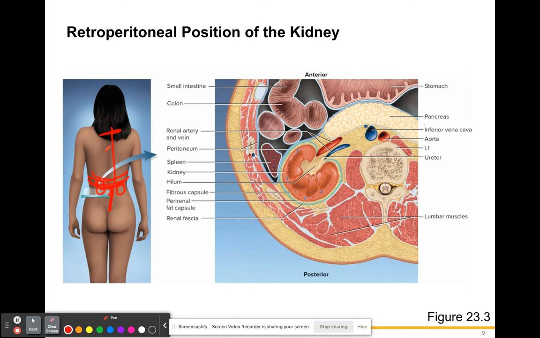So if we did a transverse cut of this individual and removed their top half, and we look down into the remaining lower half, this is what we would see. We can see the kidney here. We can see our renal arteries and veins. We can see our vertebral column. The other kidney would be on this side. We can see a portion of the ureter. So that's what it would look like from a bird's eye view, looking down into the individual.